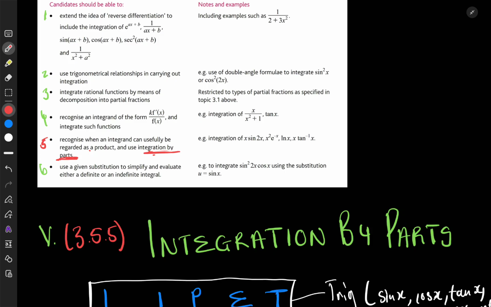Now we're going to go to the next video where we learn what the by parts formula says. What does the by parts formula say? And we do several examples. All these ones that you see in the syllabus, and we'll see how it goes from there.